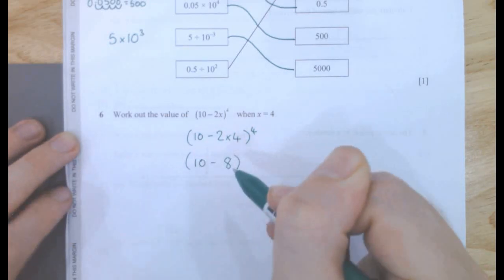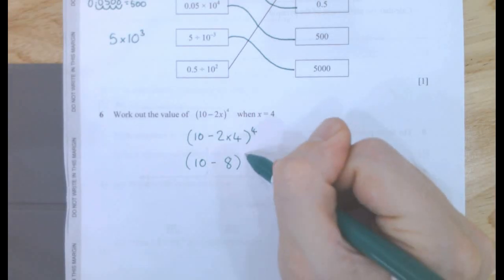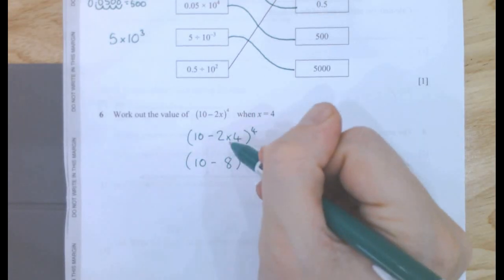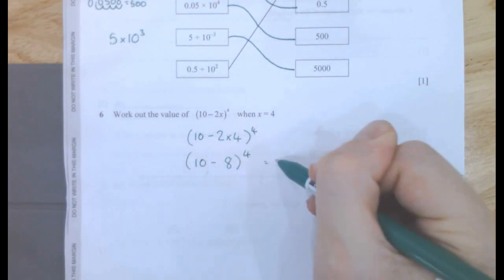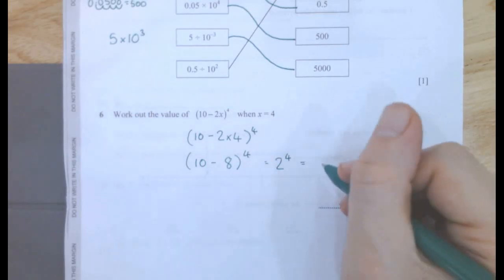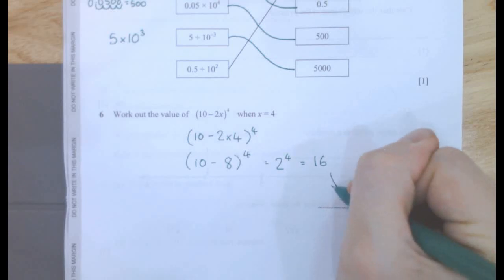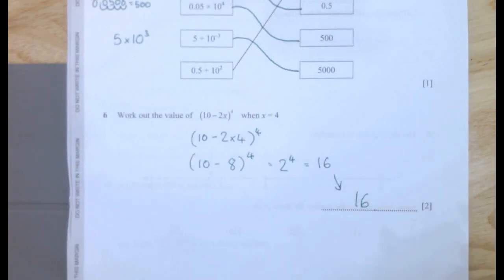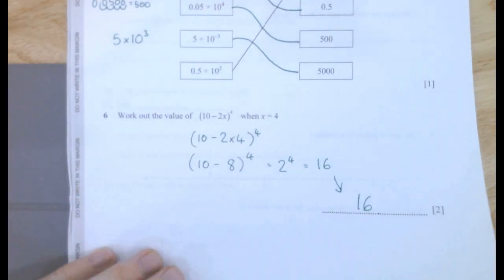So within those brackets, you need to follow BODMAS or BIDMAS, whichever one you use. So in there, I'm going to do the multiplication first. 10 take away 8 is 2. 2 to the power of 4. 2 times 2 is 4. Times 2 is 8. Times 2 is 16 there. Just substitute it in and then follow BODMAS carefully, or BIDMAS carefully.